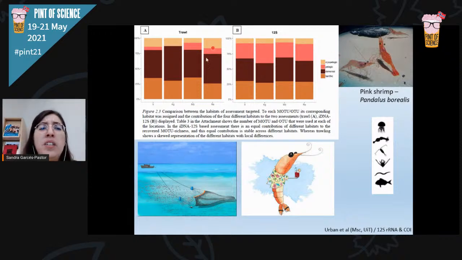And what you can see at first sight is that with the trawl, you have a very low representation of all these organisms that are living in the water column. So as you can see, what the shrimp was eating and what you can find in its gut contents is a better representation of the ecosystem where this animal was living. So in a way, this organism was acting like a natural sampler.